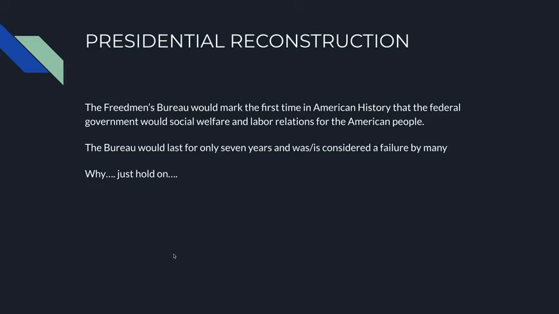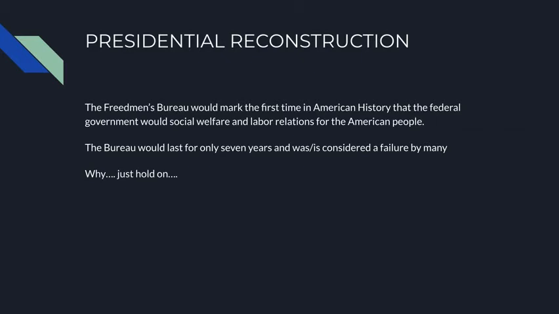But if you think about it, think of right now with the COVID-19 situation that's going on, and the bailout support that's coming to the American people, $1,200 per person, $2,400 for married couples. Again, that's social welfare and helping with labor relations. I mean, today you can't even think about the federal government not being involved in social welfare and labor relations. But again, the Freedmen's Bureau was the first time that our federal government had ever done something like that.